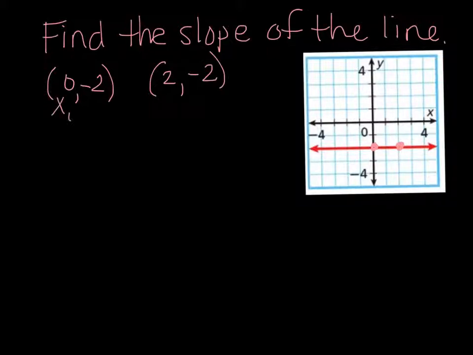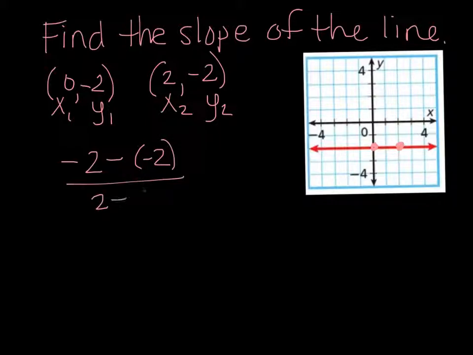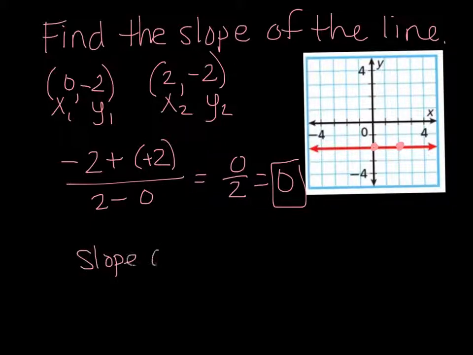And I'm going to plug this into my slope formula: -2 minus -2 over 2 minus 0. So -2 minus a negative becomes plus a positive, so I get 0 over 2. What does that mean? That means my slope is 0. A lot of students get thrown off by this, but you're allowed to have a slope of 0. A slope of 0 means it's a horizontal line.